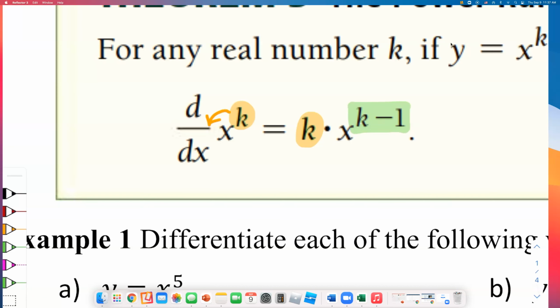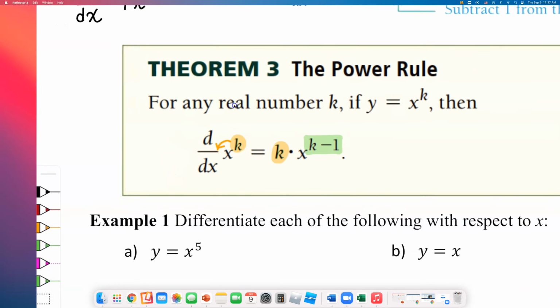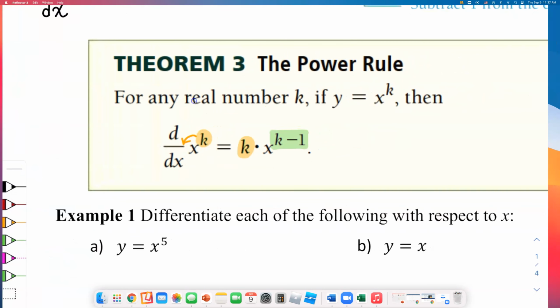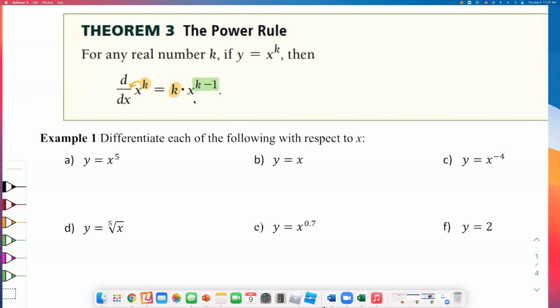How about we do the examples on the first page here. But by the way, am I even recording this? Yes, I've been. Okay, that's good. All right. Differentiate each of the following with respect to x.